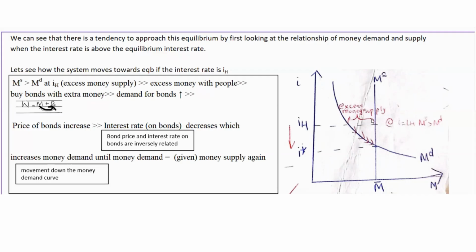So there is an excess money supply, which means there's excess money with people. They'll buy bonds with the extra money, as a result of which demand for bonds will increase. When the demand for something increases, its price increases. Because bond price and interest rates are inversely related, the increase in the price of bonds will cause the interest rate on bonds to decrease. And because the interest rate on bonds and money demand are inversely related, the money demand curve is plotted downward sloping with interest rate on the vertical axis. So when interest rates on bonds decrease, that will increase money demand until money demand is equal to the given money supply again. This is a movement down the money demand curve.